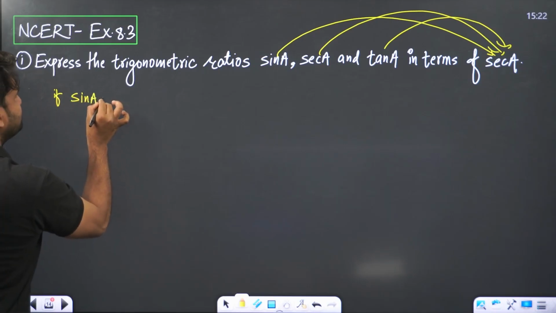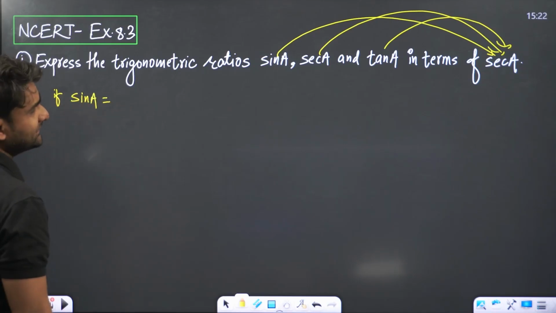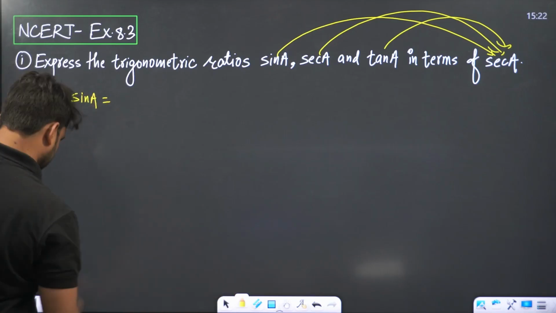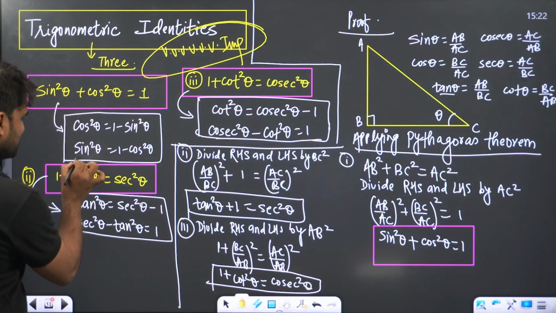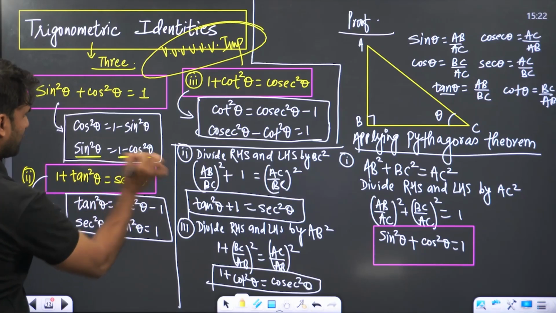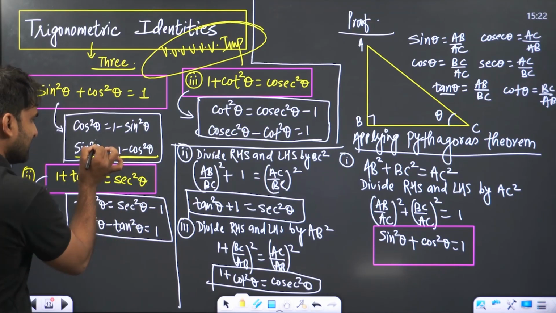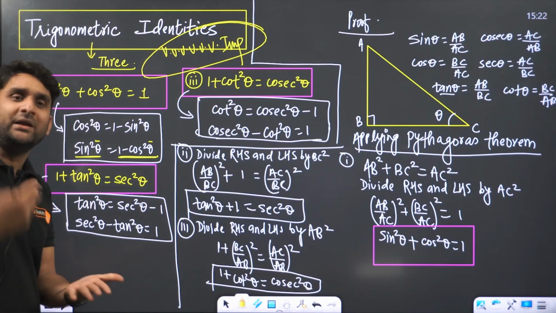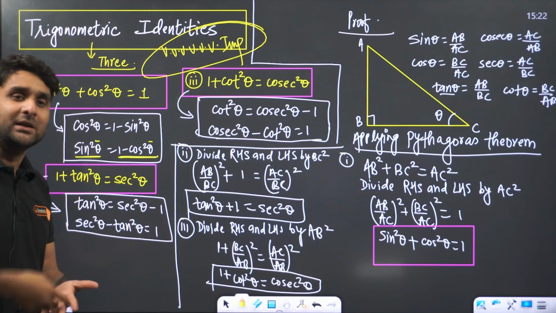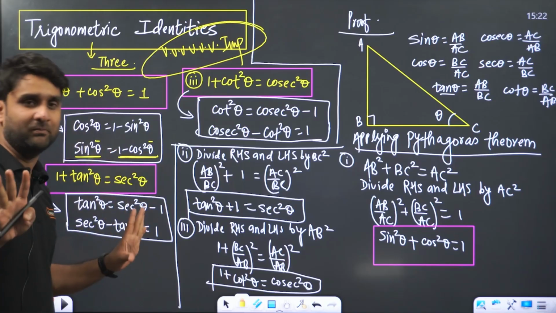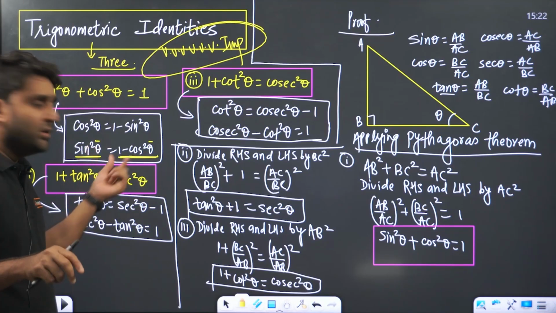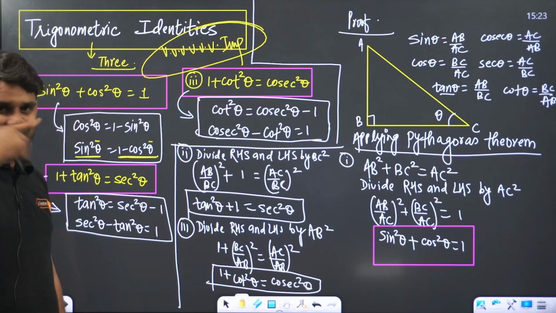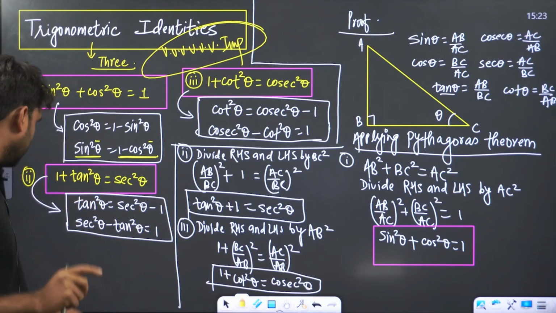If we talk about sin A, so sin square A, look at the identity. Sin square theta is equal to 1 minus cos square theta. Guys, at the place of theta we can take anything. If you want to take A, you can take A. If you want to take B, you can take B. The condition is both angles should be same. You can take sin square B equals 1 minus cos square B. You can take anything, but they should be similar, they should be identical.